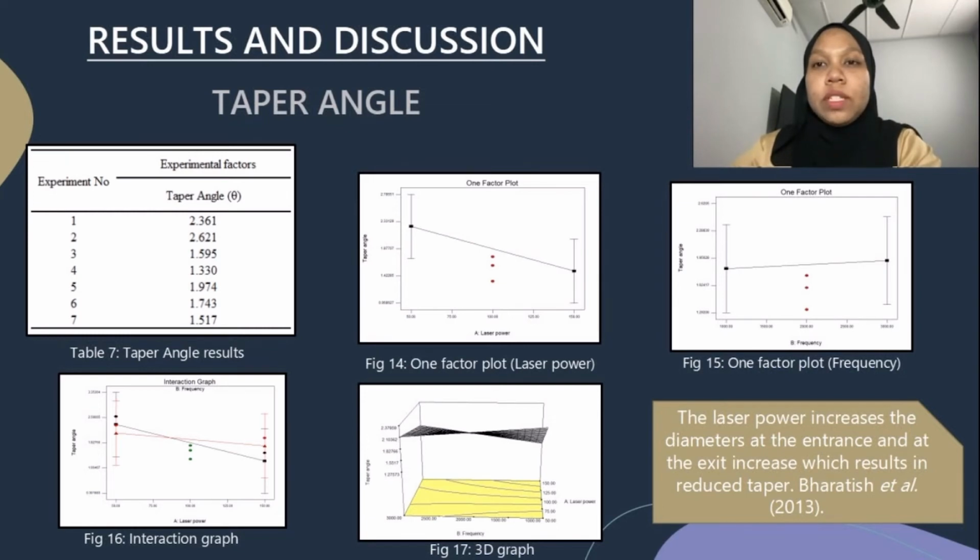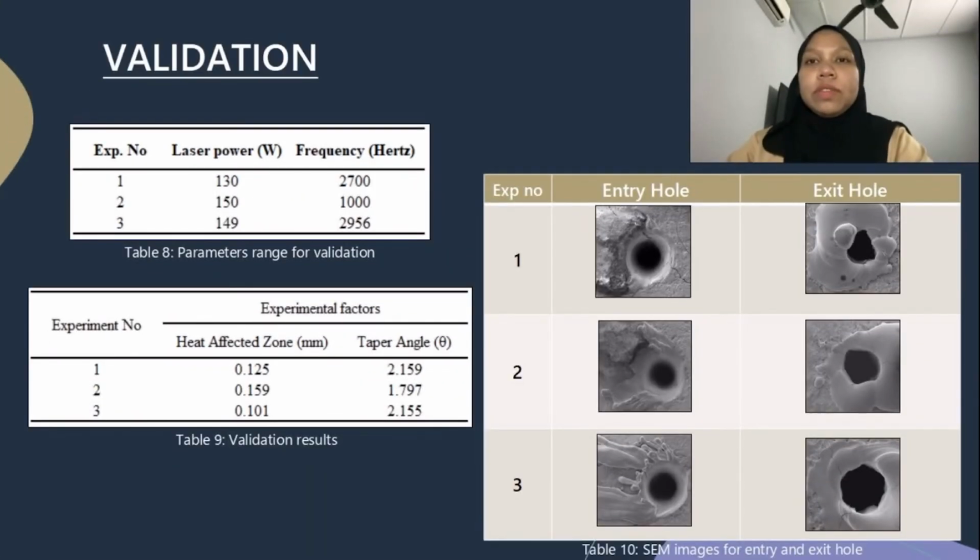The results were in agreement with British et al. 2013, who said that as the laser power increases, the diameter at the entrance and at the exit increase, which results in reduced taper. Next, we go for the validation process.